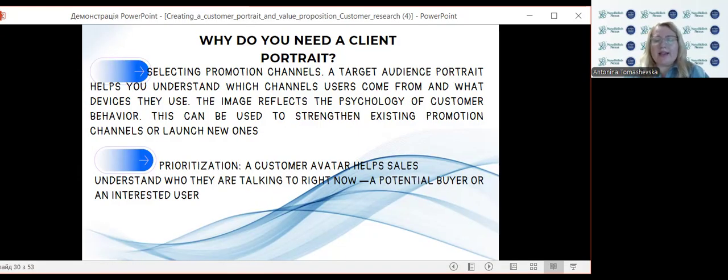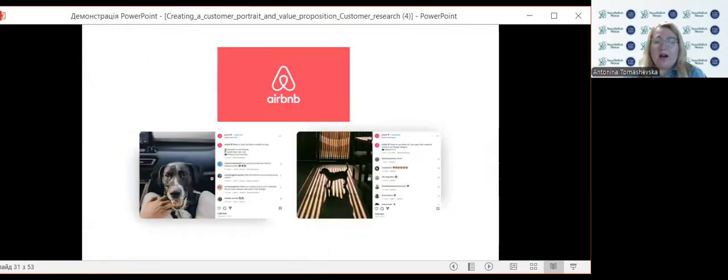Focusing on a strategy. Once the customer profile is built, the company can concentrate on its strategy and choose the direction of business development. The profile makes it clear which product should be emphasized, since it is chosen by the majority of the target audience. Examples: Airbnb. Airbnb takes into account that many of its clients are pet owners who cannot leave their pets at home.